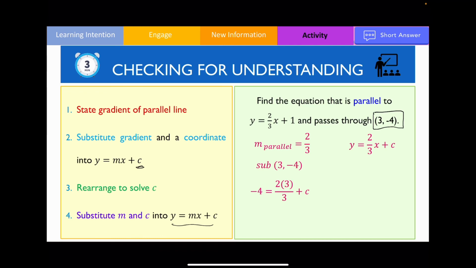So 2 multiplied by 3 is equal to 6, and 6 divided by 3 is equal to 2. To get c by itself, we need to undo the 2 by subtracting 2 from both sides of the equation, and in doing so, c is equal to negative 6. And lastly, we need to write our equation in the y equals mx plus c form, so this is going to be our answer.